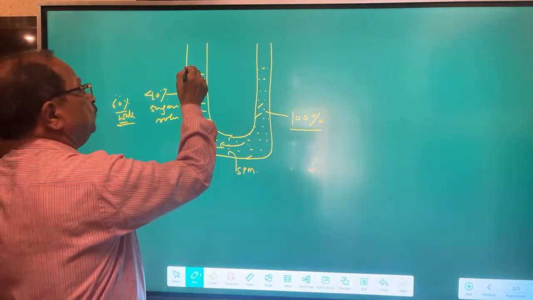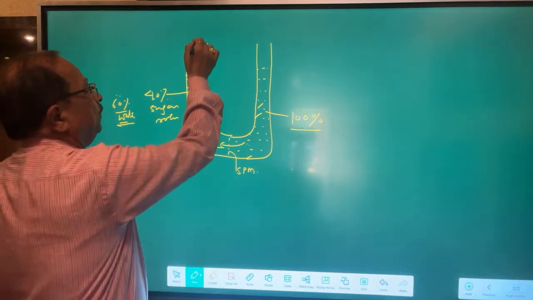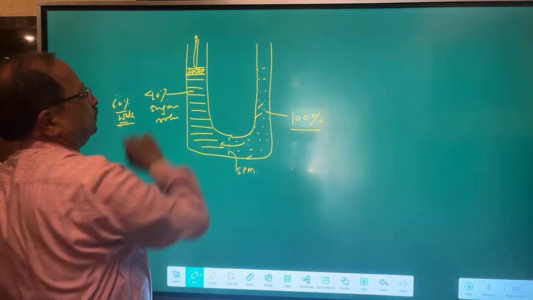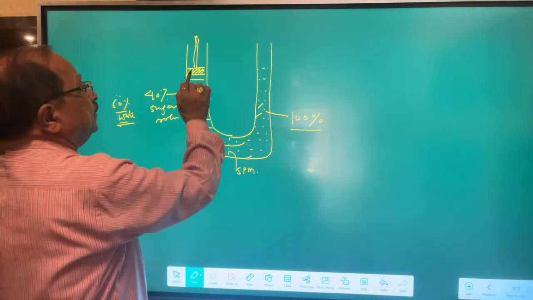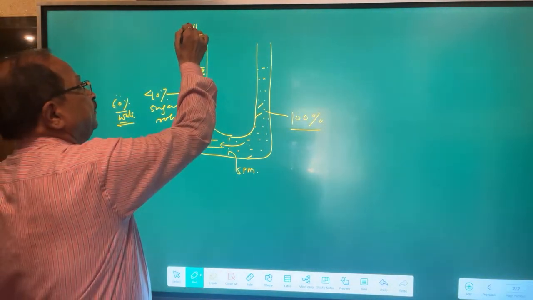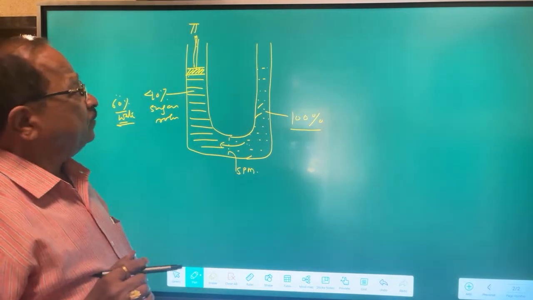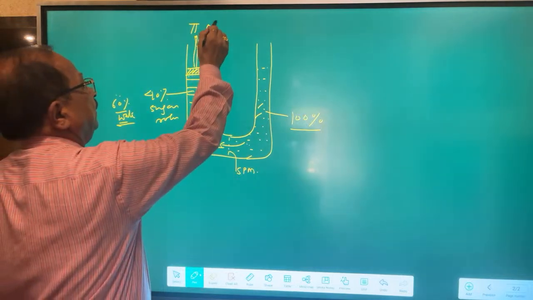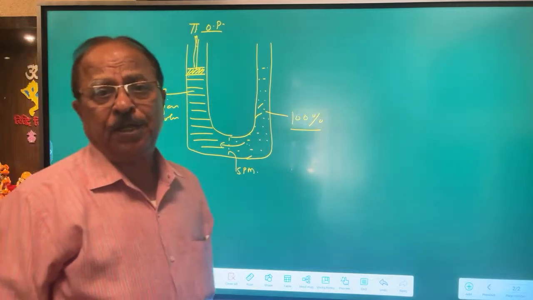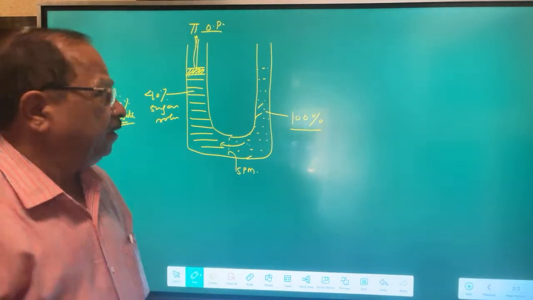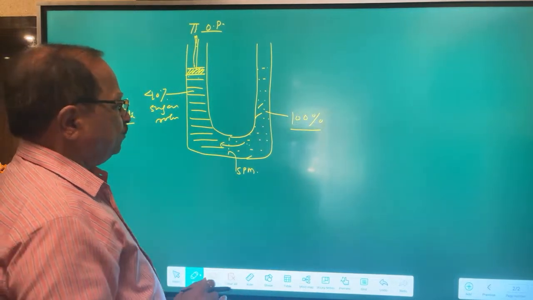Suppose we do not allow this solution to go up, and we apply some pressure just to stop the process of osmosis so that the level does not rise. That minimum pressure which we need to apply just to stop the process of osmosis is known as osmotic pressure, and the symbol is pi. So how do we define osmotic pressure? It is the pressure which needs to be applied on the solution side to stop the process of osmosis.